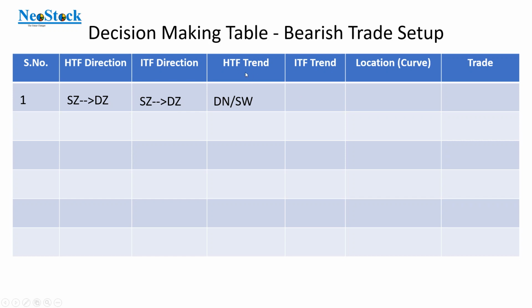Okay, what about HTF trend? Because it is a bearish trade setup, HTF trend could be either downtrend or sideways. It should not be uptrend. Uptrend means again bullish nature is coming. Even though ITF trend is downtrend, if HTF trend is uptrend, it is kind of an ambiguity scenario. That is the reason why HTF trend should either be downtrend or even sideways is also allowed. But in either case, ITF trend should always be downtrend. In all these rows, ITF trend should be downtrend, HTF trend should be either down or sideways.